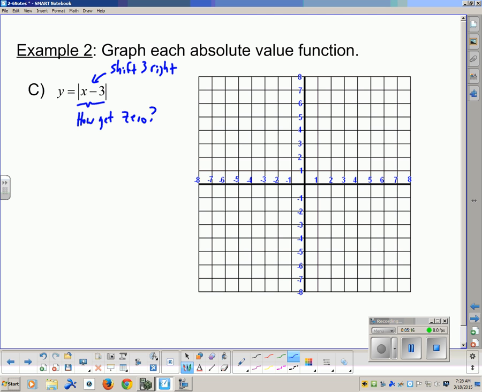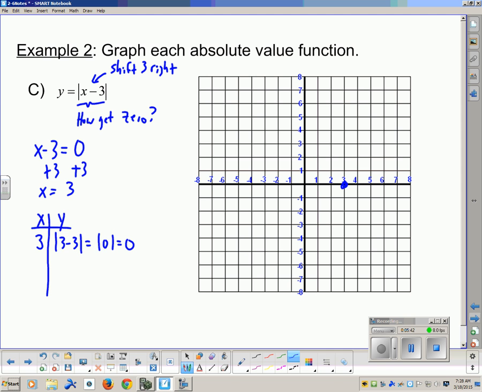You get 0 in there when, well, we'll just do the math, when x is 3. So I can add 3 to both sides, get x all by itself, and x ends up being 3. So we get 0 in there when x is 3. And if you put 3 back in there, 3 minus 3 is 0, absolute value of 0 is 0. So 3, 0 is my ordered pair there.